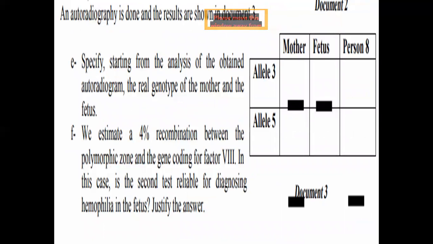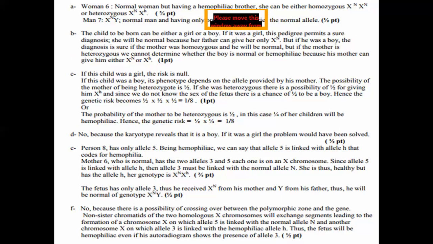We estimate that we have 4% recombination between the polymorphic zone and the gene coding for factor 8. In this case, is the second test, the test of the radiography, reliable for diagnosing hemophilia in the fetus? Justify the answer. He said no. Why? Because there is a high chance of crossing over between the polymorphic zone and the gene.